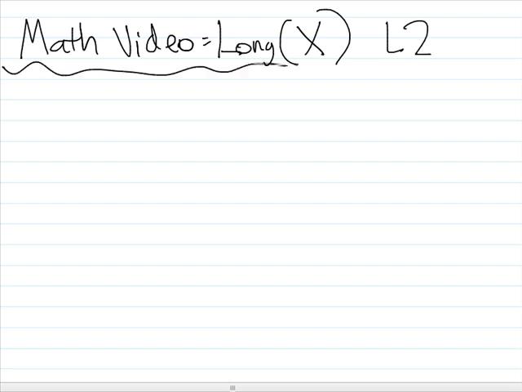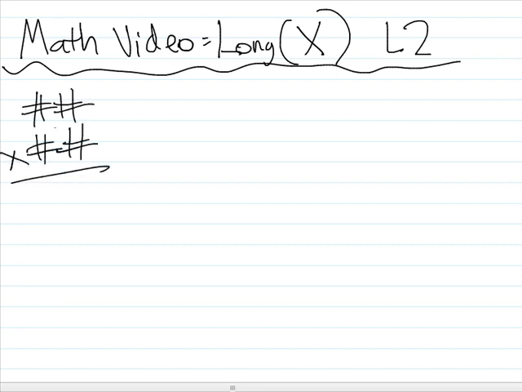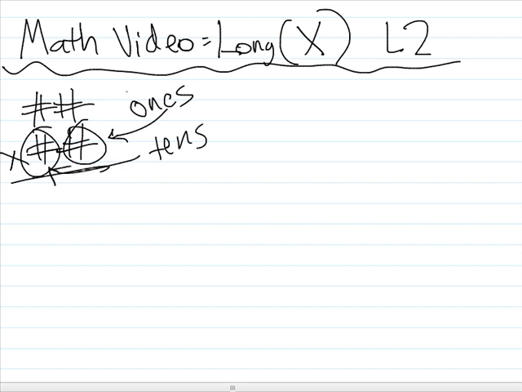Math video for long multiplication, level 2. We're going to step it up a notch here, and we're going to multiply two-digit numbers by two-digit numbers. The trick here is we're going to call these the tens and these the ones, because that's the place they're in. And we're going to treat those separately and add them together. Watch this technique. It's pretty cool.